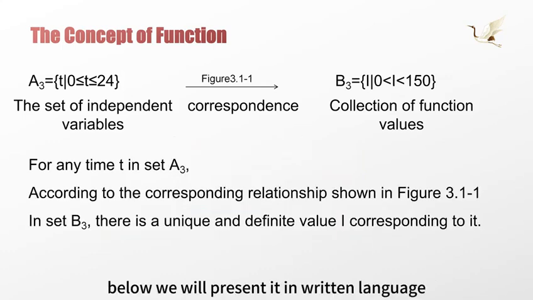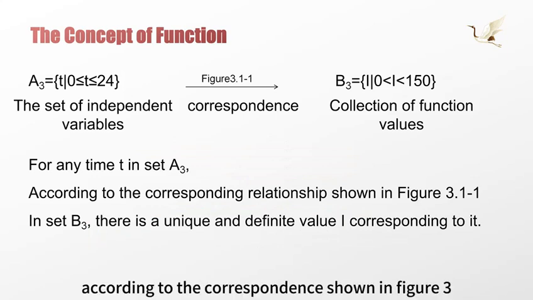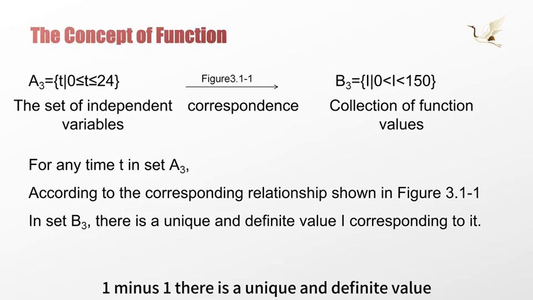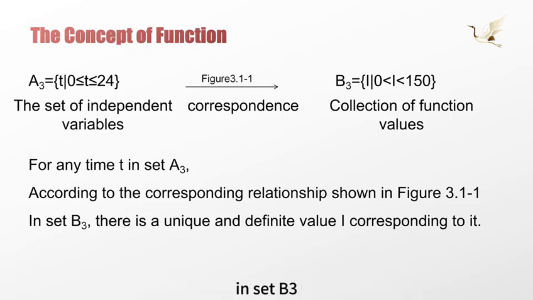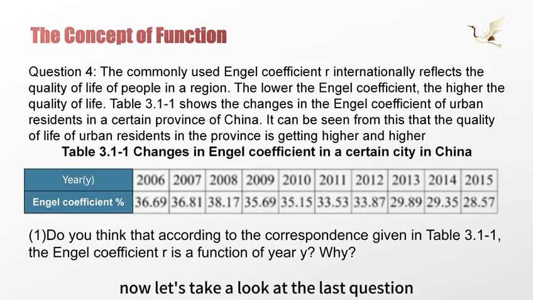Below we will present it in written language. For any time t in set A3, according to the correspondence shown in figure 3.1.1, there is a unique and definite value I corresponding to it in set B3. Now let's take a look at the last question.